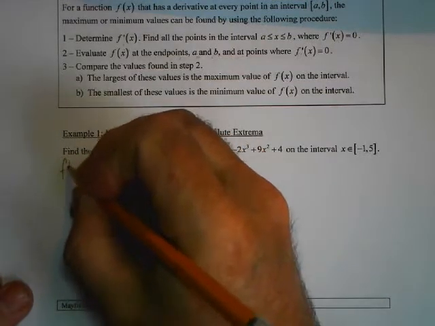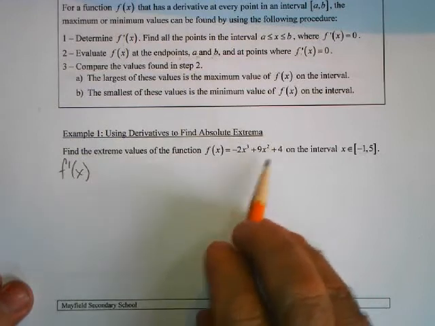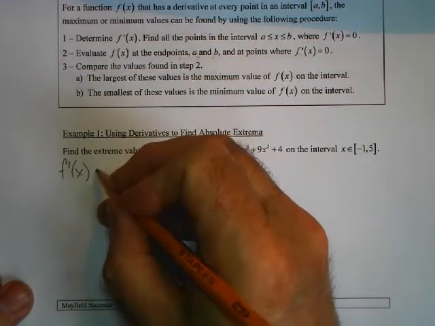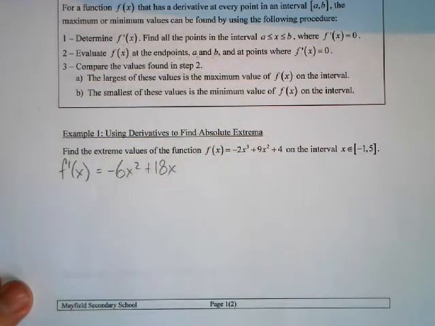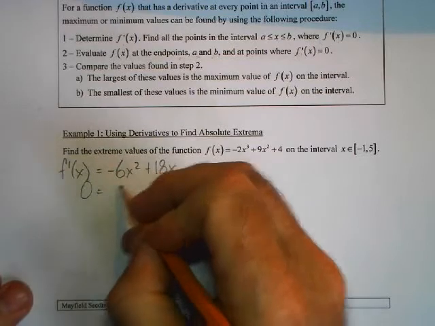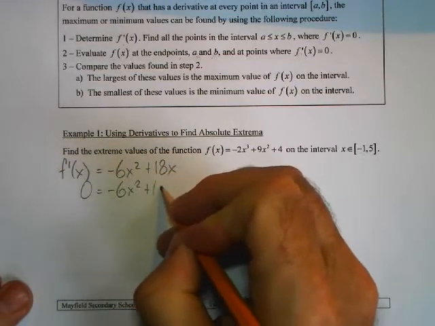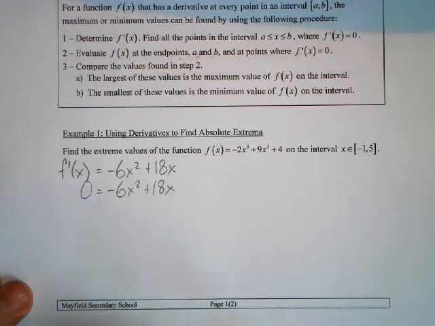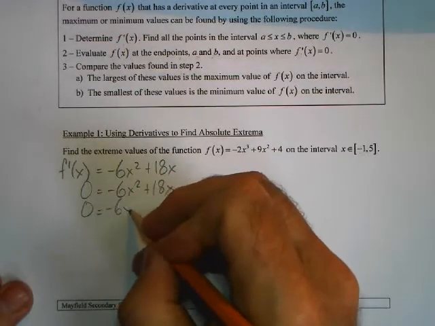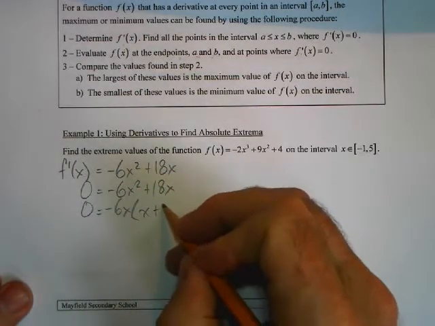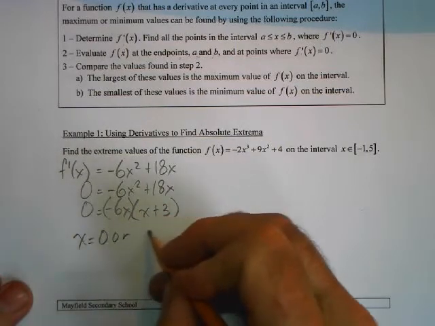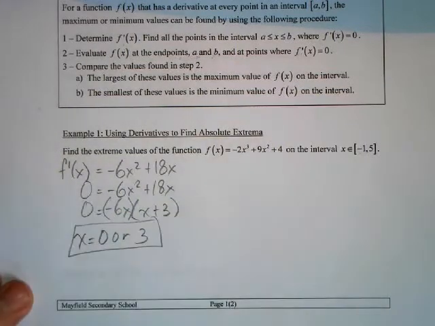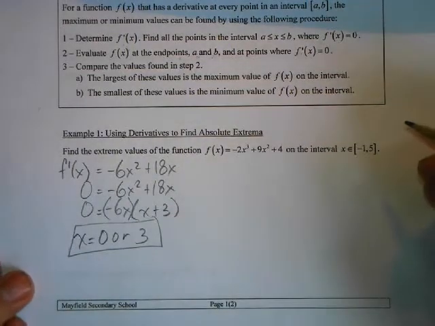Okay, so the first thing we do, find the first derivative. This is polynomial, so it's fairly straightforward. That's equal to -6x squared plus 18x. And now to find the critical points, we set that equal to 0. And we're going to solve. So I'm going to factor out -6x. And I get x plus 3. And that tells me critical points will be at x equals 0 or x equals 3. Okay? Stuff we've already done before.